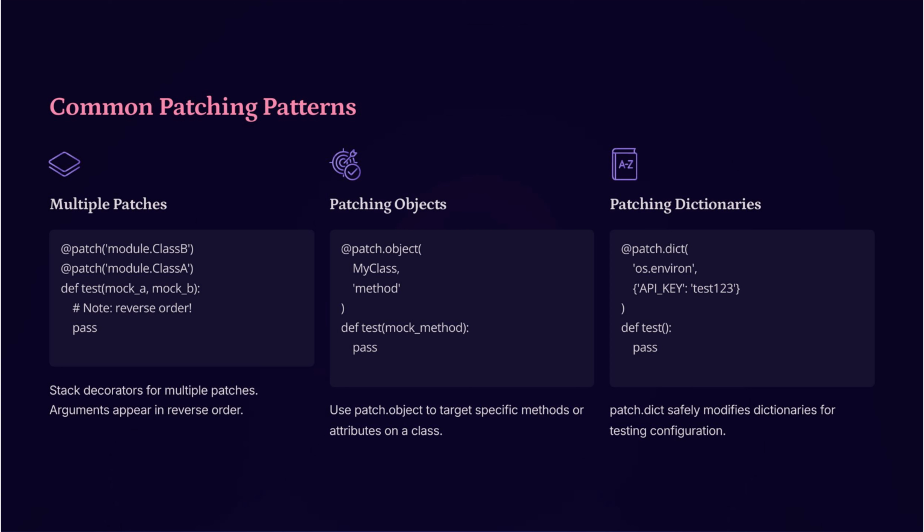Stack decorators for multiple patches, noting the reverse order of arguments. Use patch.object to target specific methods or attributes within a class. For modifying dictionaries, patch.dict is ideal for safely altering configurations, such as environment variables, during tests. These techniques ensure precise control over dependencies in your testing environment.